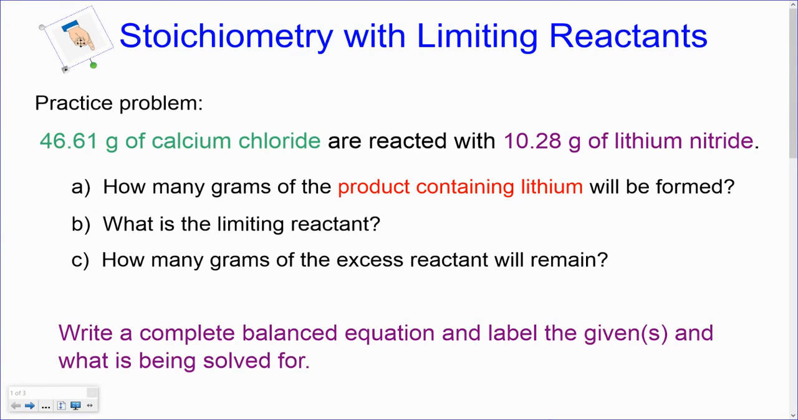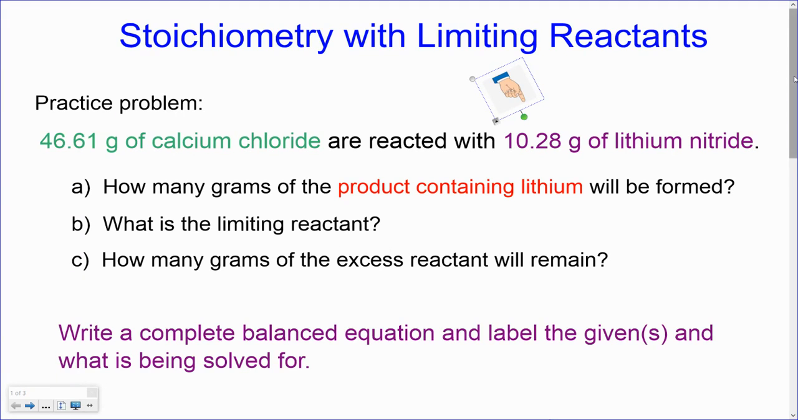So we have a problem proposed that we have 46.61 grams of calcium chloride react with 10.28 grams of lithium nitride. Questions are the same as before. How many grams of product containing lithium will be produced? What is the limiting reactant? And how many grams of excess reactant will remain?